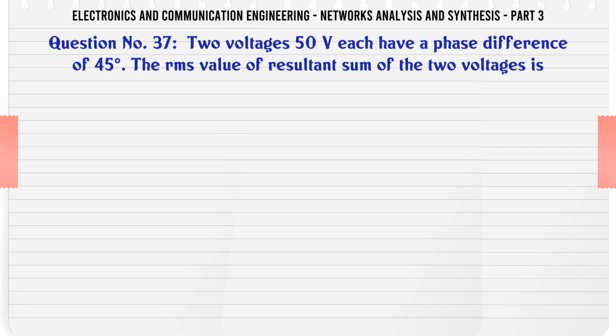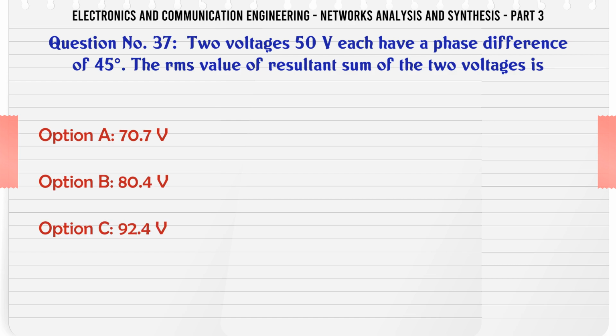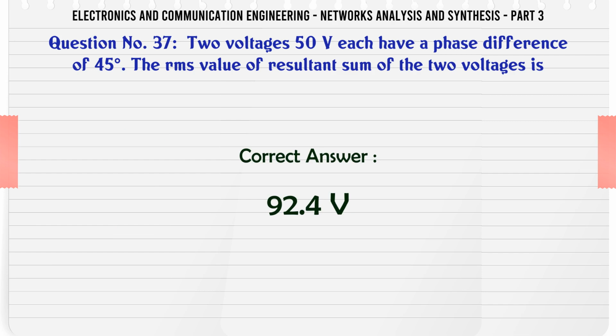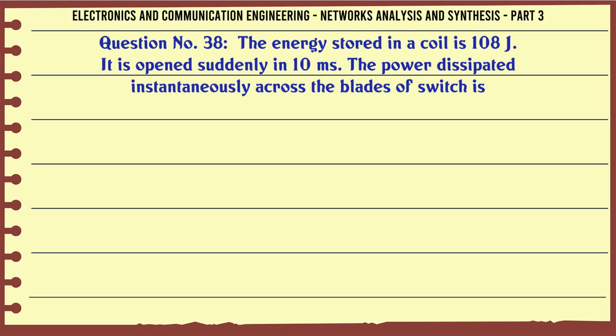Two voltages of 50 V each have a phase difference of 45 degrees. The RMS value of the resultant sum of the two voltages is: A 70.7 V, B 80.4 V, C 92.4 V, D 100 V. The correct answer is 92.4 V.